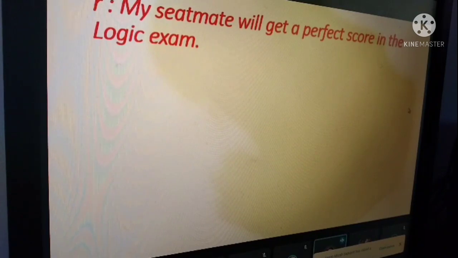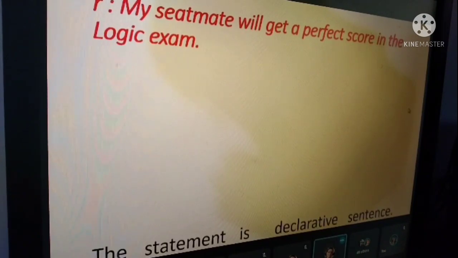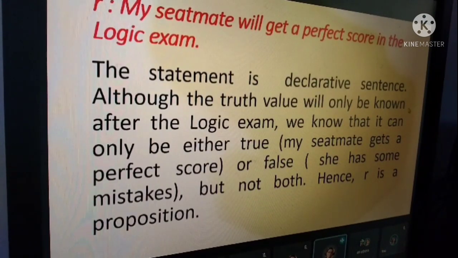Tap yung hand. Yes, Jarin, tap po yun. What's your answer? Not po, sir. Why? Explain your answer. Kasi po hindi naman po siya declare, inilaan niya lang po na mga perfect yung seatmate niya. Okay, that's correct. No? The statement is declarative sentence.